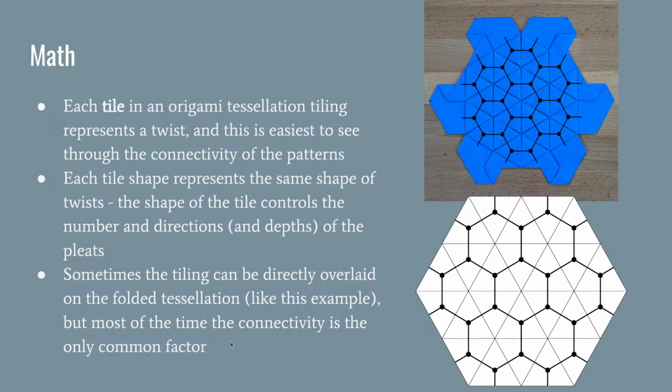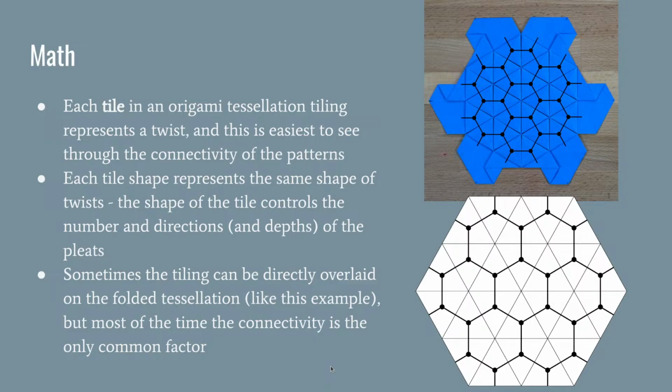And so sometimes the tiling can be directly overlaid on the tessellation. We need to rotate it so that this corner goes up top, this corner goes at the bottom. We can directly overlay and we get the exact same pattern. But that is the uncommon case, and there's a lot more variety in patterns that do not follow that rule.